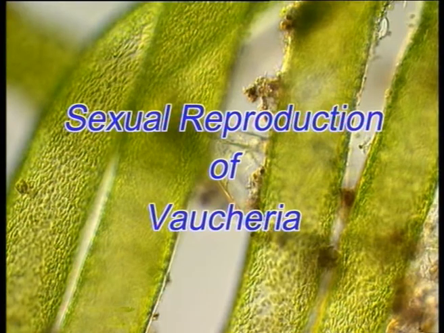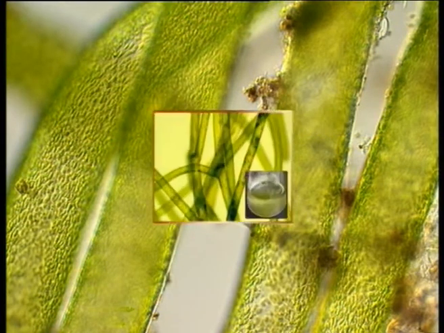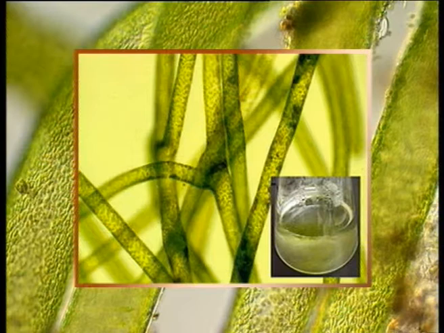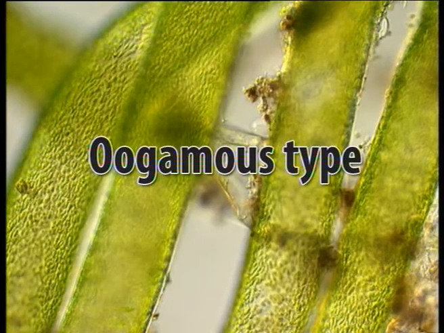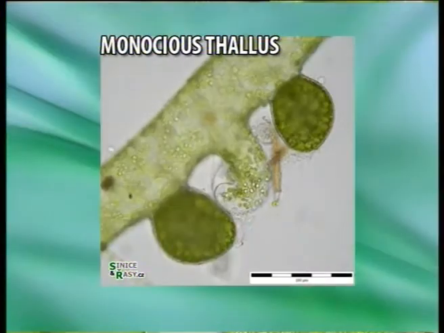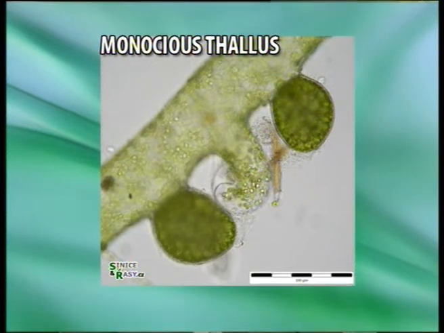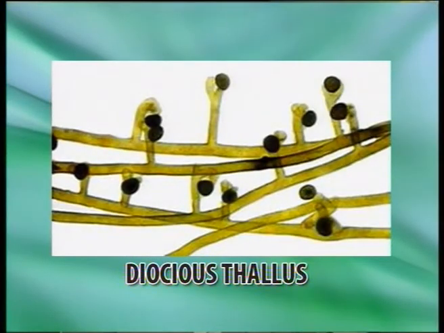We have now sexual reproduction of Vaucheria. All species of Vaucheria reproduce sexually. It is oogamous. Most of the species are monoecious, that is homothallic. They are exclusively freshwater or terrestrial forms. Species such as Vaucheria dichotoma, which is marine, is dioecious, that is heterothallic.